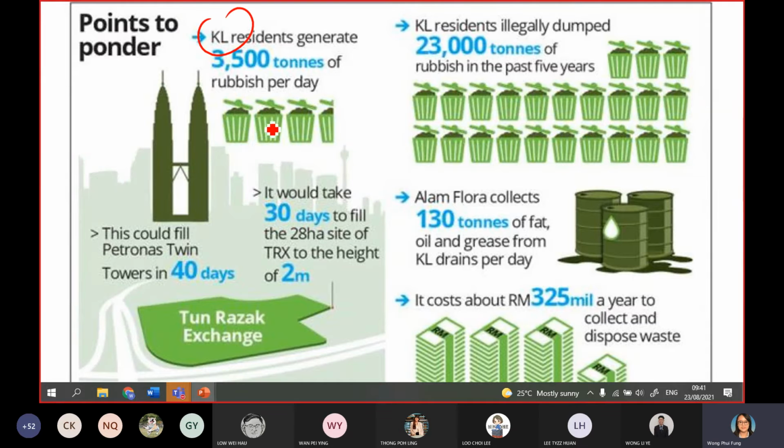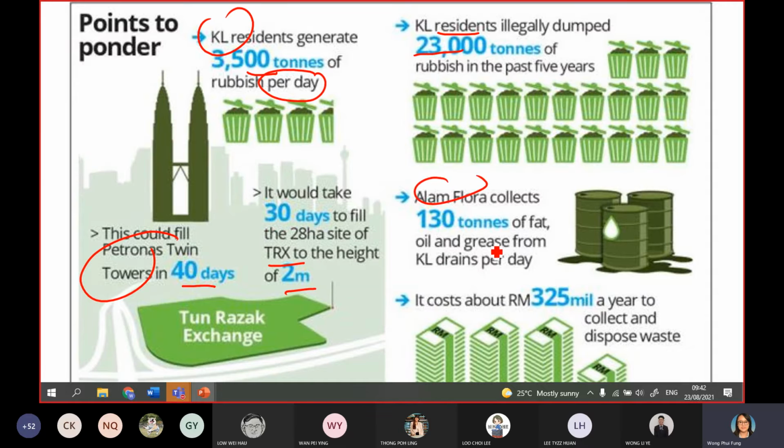Okay, KL residents generate 3,500 tons of rubbish per day. The rubbish per day can actually fill up the Petronas Twin Towers in 40 days. And it also takes 1 month to fill up the TRX to 2 meters. 1 month only, 2 meters. And KL residents illegally dumped 23,000 tons of rubbish in the past 5 years.